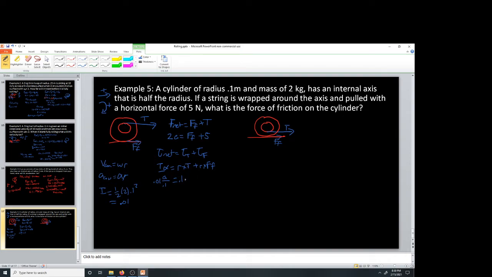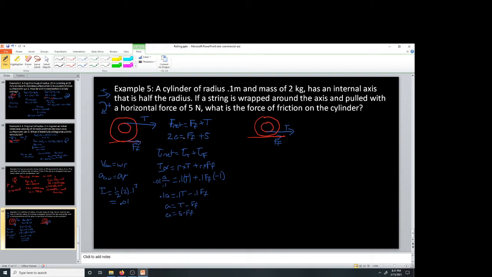So it's going to be positive. It's 90 degrees. 0.1 t plus r, 0.1 times the force of friction. The force of friction is going to make it spin the other way. If I solve this out, I get 0.1a equals 0.1 t minus 0.1 force of friction, which means that a is equal to t minus force of friction. Actually, I know what t is this whole time. It's a equals 5 minus the force of friction.